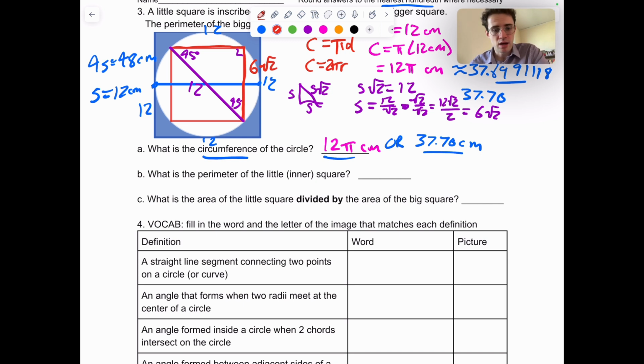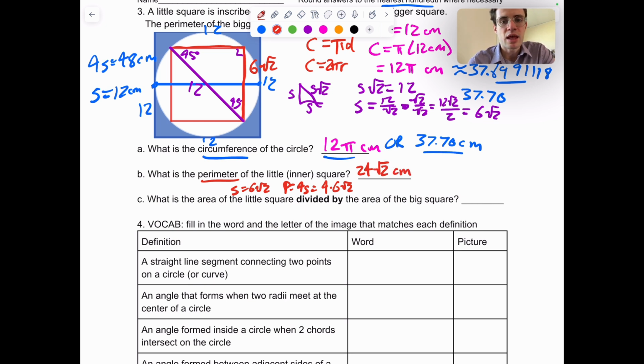Now I'm not going to round that yet, but what's the perimeter of the little inner square? Well, the perimeter is just 4 of the sides. So if the side equals 6 root 2, then the perimeter equals 4 times the side. So that's 4 times 6 root 2, which will give me 24 times the square root of 2 centimeters.